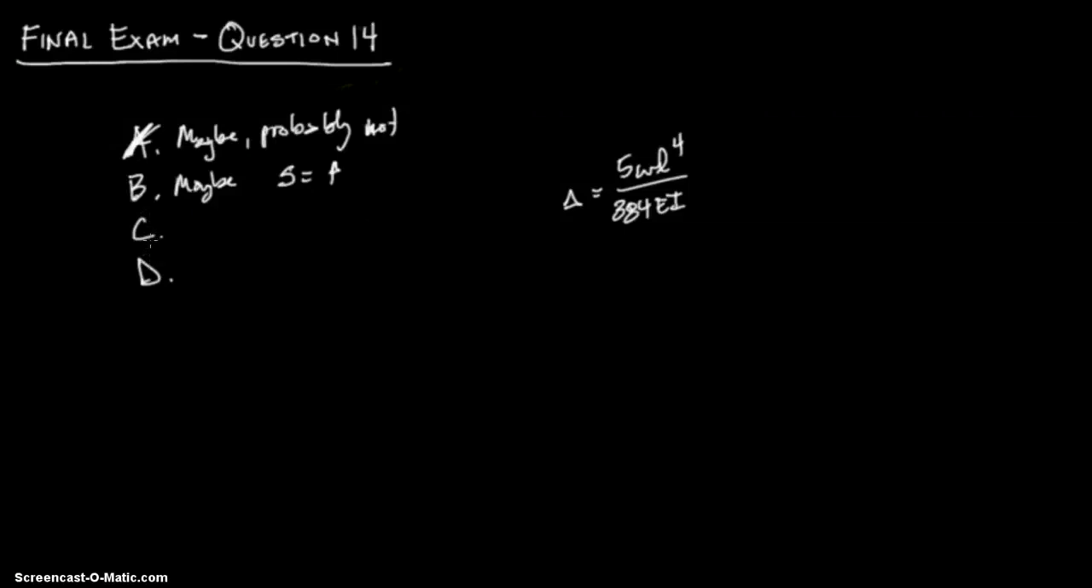So we'll go on to C. Use a beam with a higher yield strength. And yield strength, remember, it's Fy, which is 36 or 50 typically.